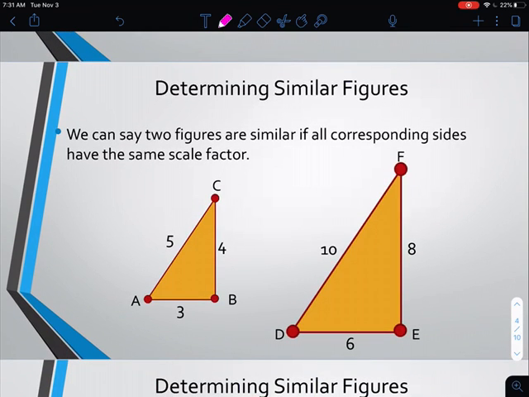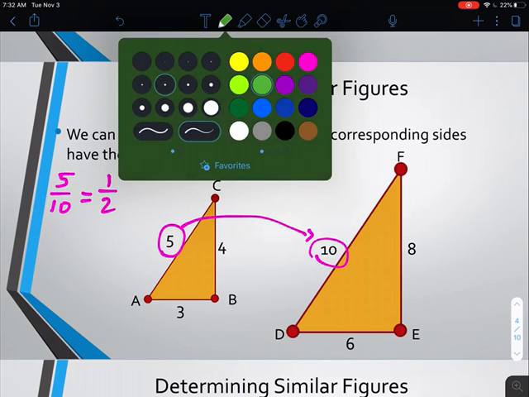Now, when we're trying to determine if figures are similar or not, basically what we look at is if all the sides have exactly the same scale factor, then they're going to be similar to each other. So if I match up corresponding parts, for instance, 5 would match up with 10. In this case, they don't dictate which is image and which is pre-image. So all we have to make sure that we do is we go the same direction each time. So I'm going to put the 5 over the 10. And so if I sit over here, I'm going to go 5 over 10, which would reduce down to 1/2.